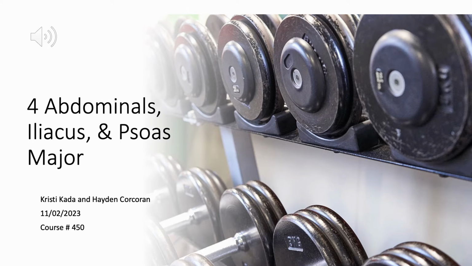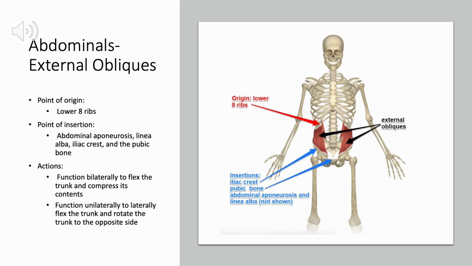For our project, we're doing the four abdominals, iliacus, and psoas major. For the abdominals, external obliques, the point of origin is the lower 8 ribs. The point of insertion is the abdominal aponeurosis, linea alba, iliac crest, and the pubic bone.